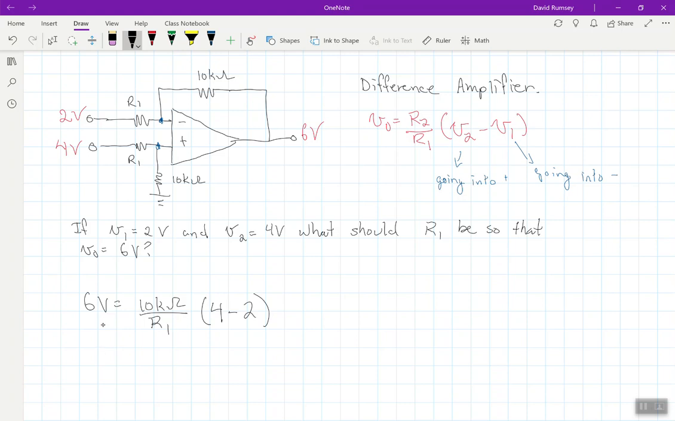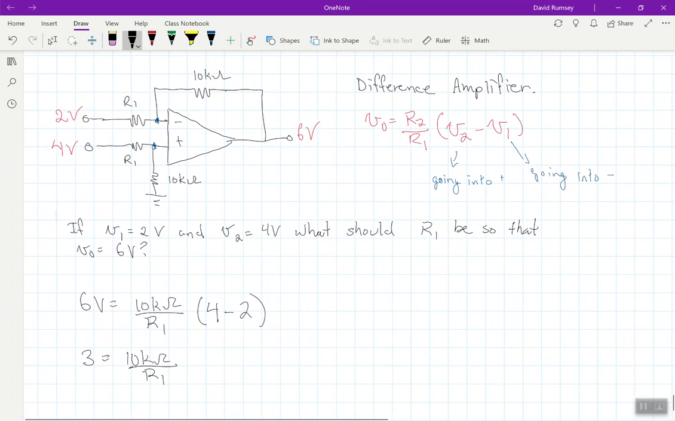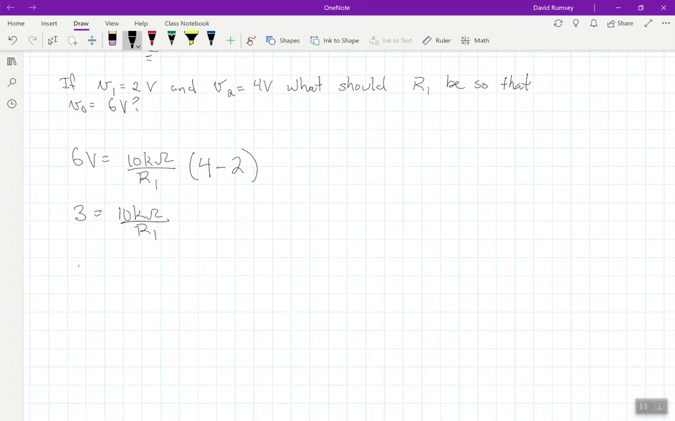And then just doing some arithmetic here, we'd get 3 is equal to 10 kilo ohms over R1, because 4 minus 2 is 2, and dividing both sides by 2, of course, we'd get 3. And then flipping, we get R1 is equal to 10 kilo ohms divided by 3. And if we do that, it's not 3 volts, it's actually 3. It's unitless at this point. And if we do that, we get R1 is, of course, roughly 3.33 kilo ohms is what we'd need in order to get those appropriate voltages.